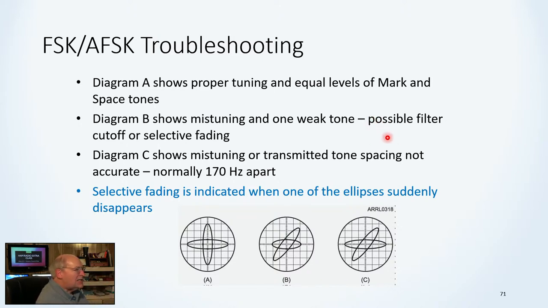So that could be possible filter cutoff or something called selective fading. Now, selective fading is kind of interesting because these tones are only 170 hertz apart. And to get a filter that could differentiate 170 hertz at, let's say, 14 megahertz, that would be a really, really sharp filter. We're talking about maybe 12 parts per million or so. But the ionosphere can have some weird effects like that.